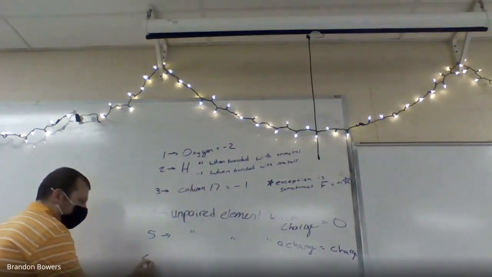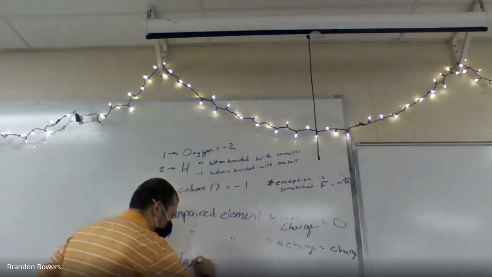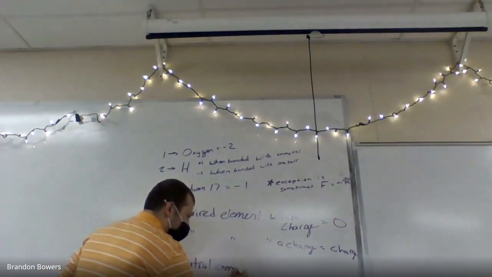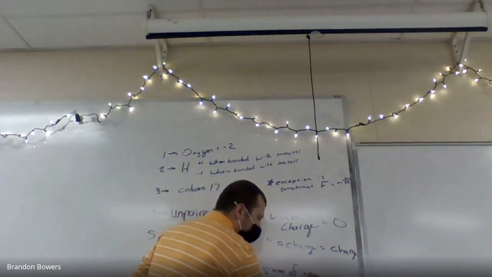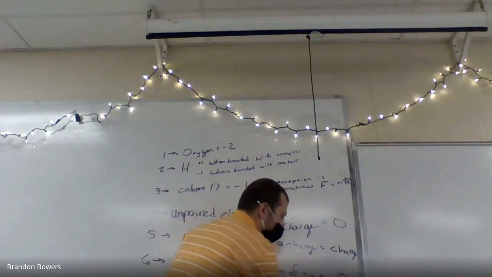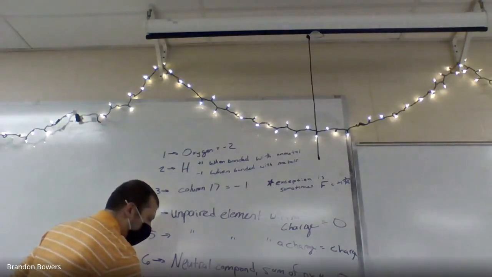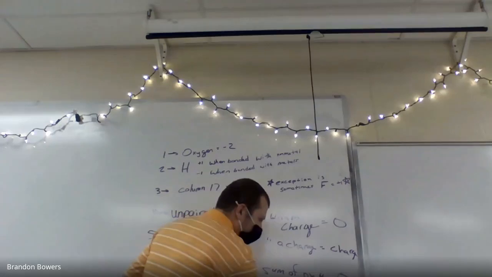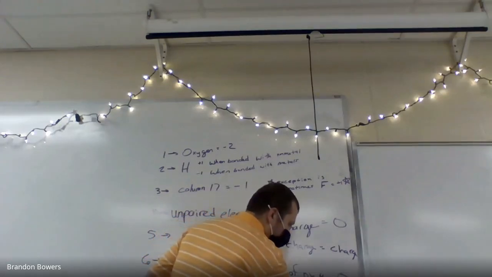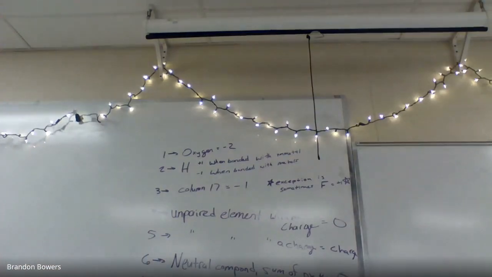Okay. 6. Let's see, what was left? Oh, a neutral compound, sum of ox numbers equal 0. And last but not least, a charged compound, sum of ox numbers equal charge. That was our 7 rules. Cool. You guys kind of remember those?